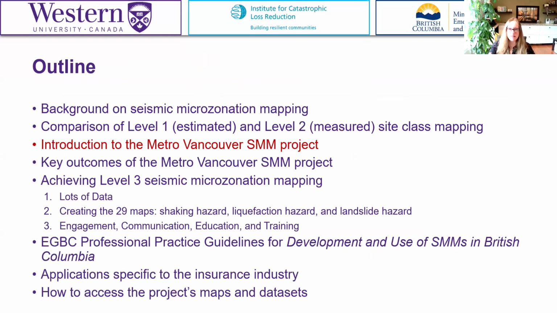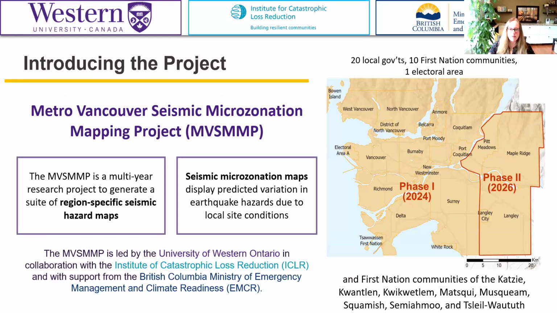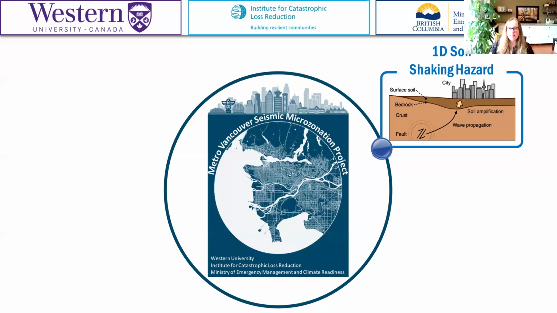So let's talk about trying to make a seismic microzonation map in Metro Vancouver. And we've been working on this for 7 years. We started in 2017. And so we're doing a phased approach to including communities as we move eastward. This summer, we're going to be releasing 29 region-specific seismic hazard maps for this phase 1 Western Metro Vancouver region. This summer, we continue collecting data and work on mapping for the eastern communities shown as phase 2 to release those maps in 2026.